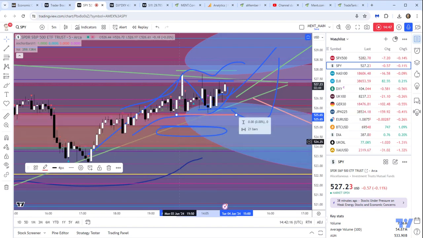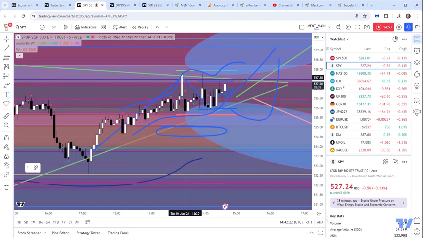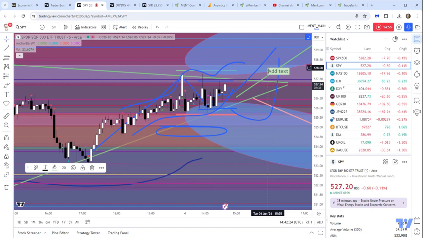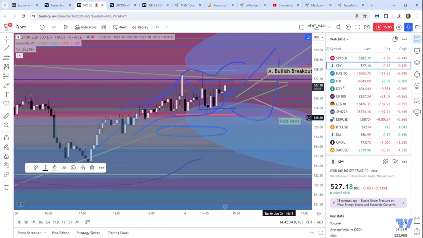We've mapped out our decision. We have an A decision here, which is, this is our A move. It's going to be bullish. Oh, A, bullish breakout, or B is a bearish breakout.